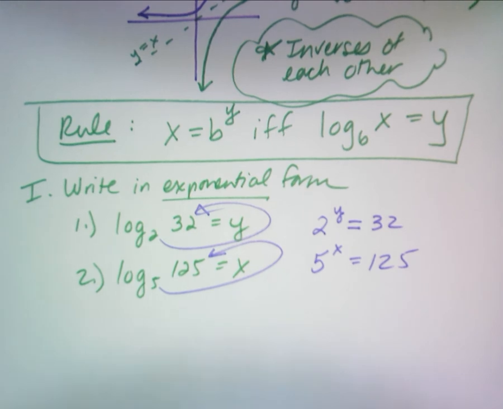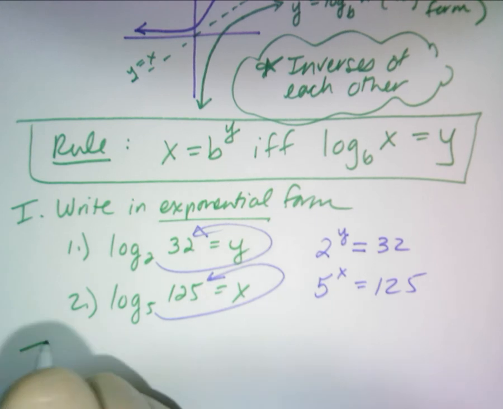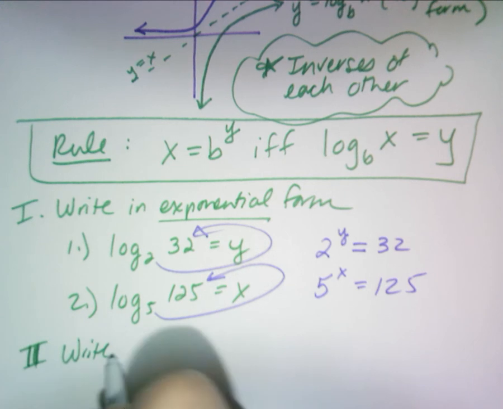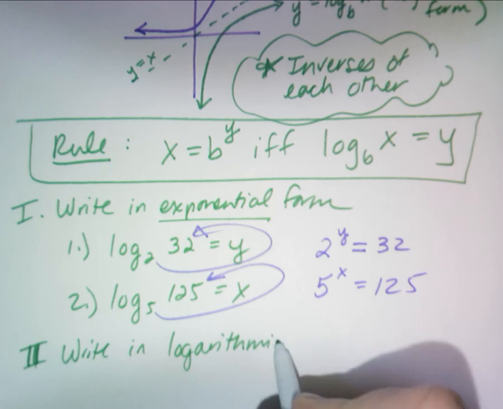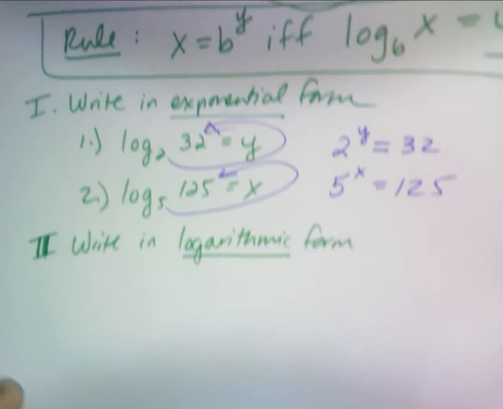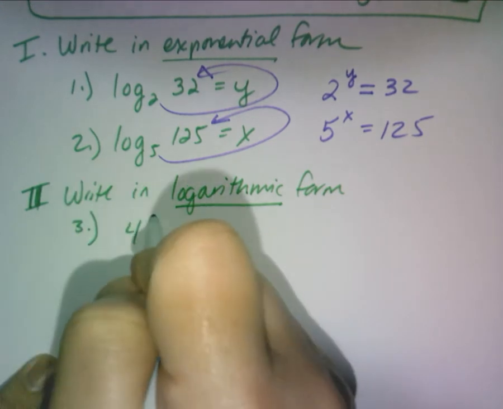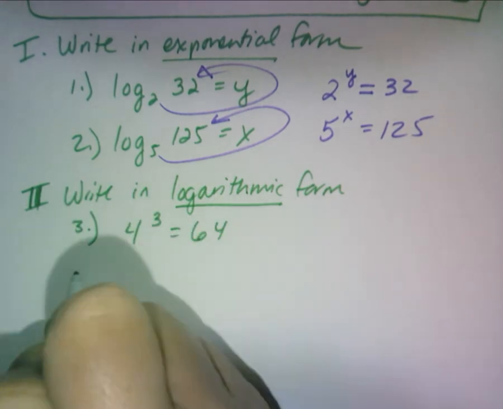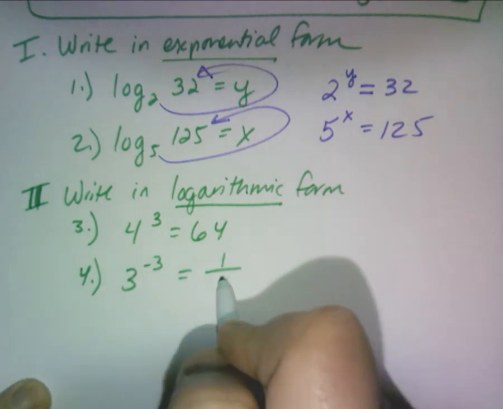Okay, but now we're going to work it backwards because they're inverses of each other. So now I'm going to give you an exponent, and you have to write it as a logarithm. Write in logarithmic form. If it says the word logarithmic form, you're going to have the word log in your answer. Okay, so 4 to the 3 equals 64. And 3 to the negative 3 equals 1 over 27.